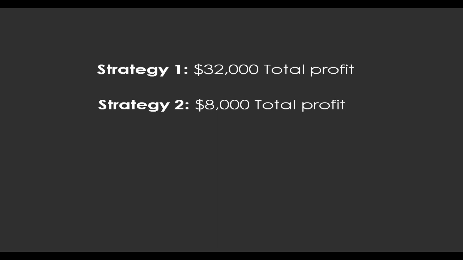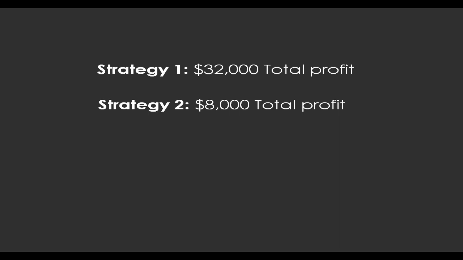Let's take a look at strategy 2. Strategy 2 only gives you a profit of $8,000. If you remember, strategy 2 had the highest expectancy of 0.8, right? So it looked like the best strategy at that point. But wait, it only gives you 100 trades a year. And when you multiply those, you're only getting $8,000 of total profit. So it doesn't look as great as it was.